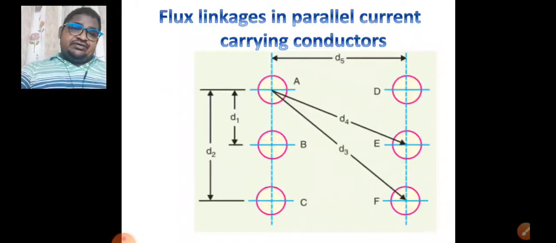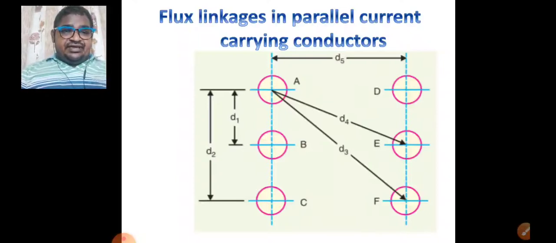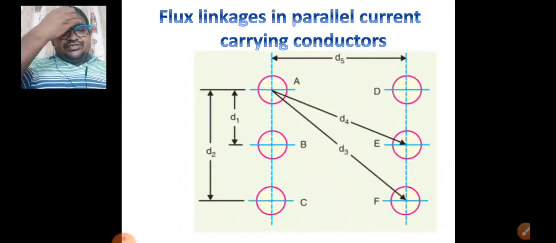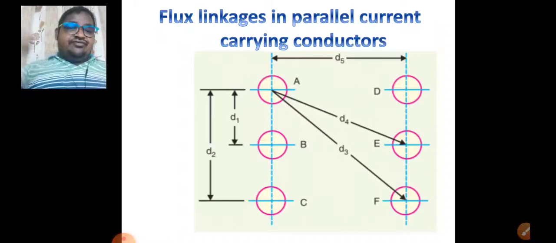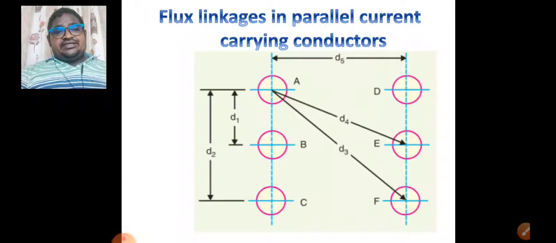D2 minus D1. Similarly, the distance between D and E is D1. The distance between E and F is D2 minus D1. And here we observe that A to E is D4, A to F is D3, like that we assume. Okay. And here we shall now determine the flux linkages in a group of parallel current carrying conductors.